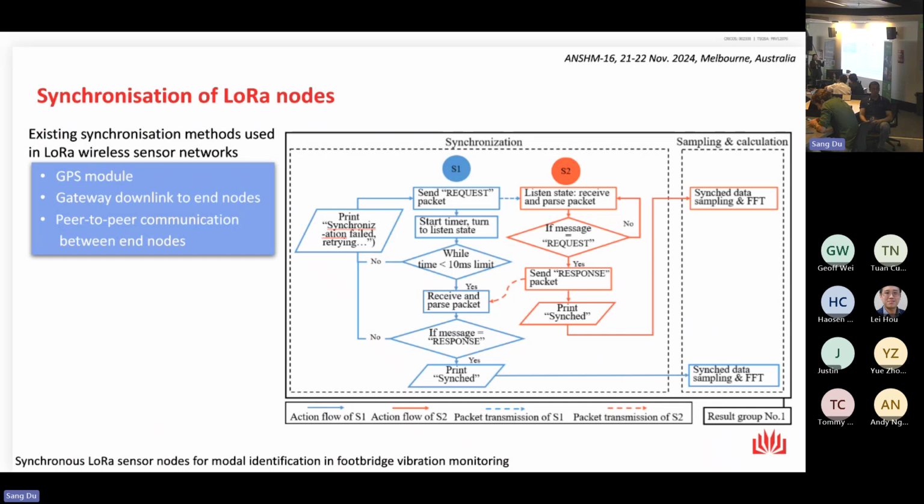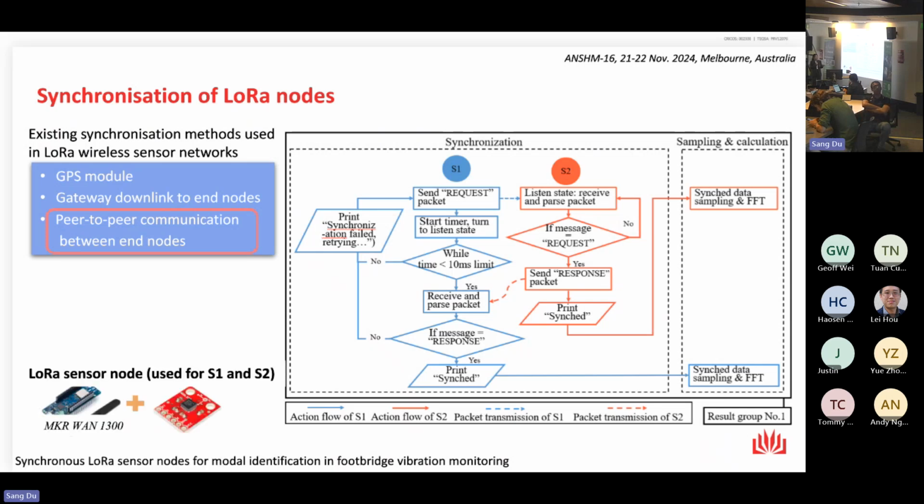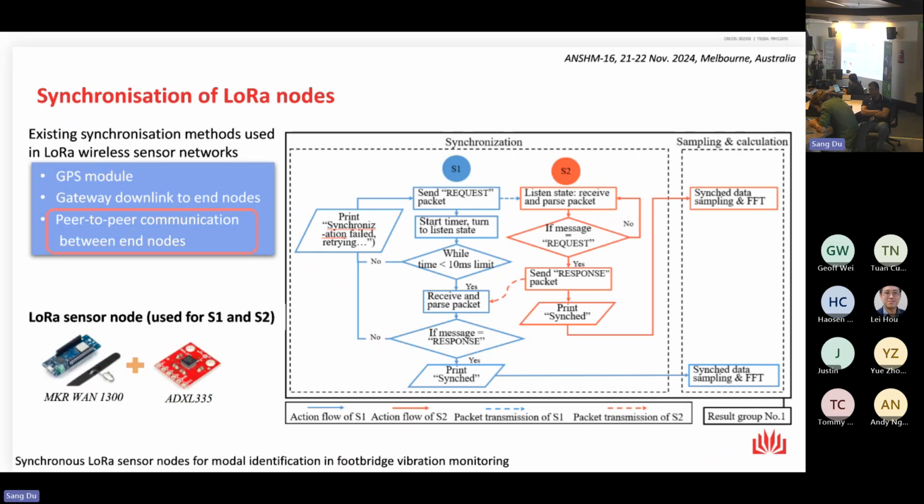So in our research, we prefer peer-to-peer communication between end nodes. Because this is a preliminary design, we only use two sensor nodes, S1 and S2. So here is the flow chart between S1 and S2 when they synchronize with each other. They use packets like request and response to coordinate with each other so they can start data sampling at almost the same time.